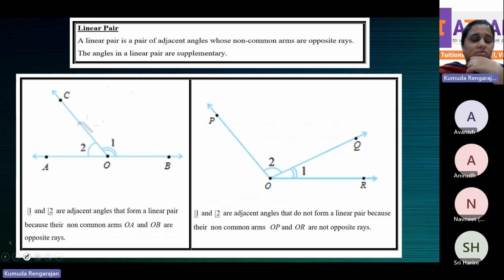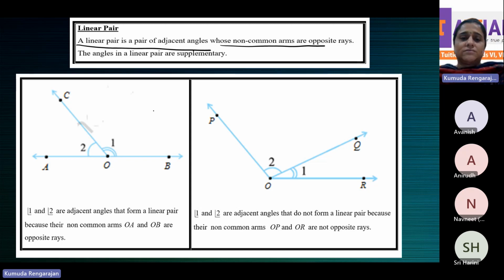So when we say linear pair, they have to be adjacent angles. Only adjacent angles can form a linear pair. Remember that. So a linear pair is a pair of adjacent angles whose non-common arms are opposite rays. One ray will go in this direction, the other will go in the opposite direction.